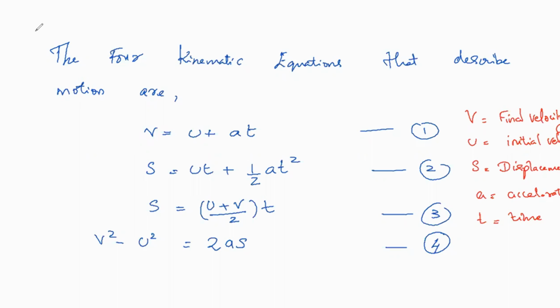S is equal to UT plus half AT square, where S is the displacement. Again, one more equation for S, that is S is equal to (U plus V) by 2 into T. And finally, the fourth equation is V square minus U square is equal to 2AS.